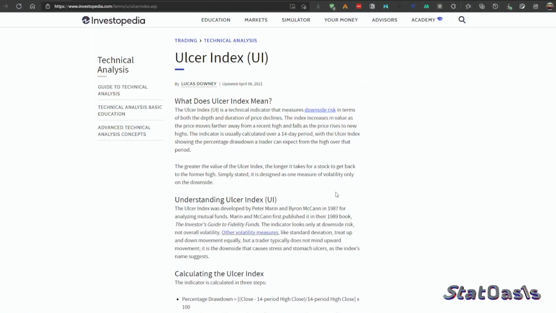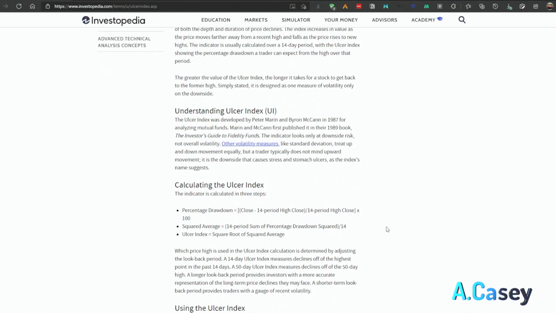The Ulcer Index was developed by Peter Martin and Byron McCann in 1987, and it is used to compare trading systems' performance to each other. So you have a standardized way of comparing trading systems. Like I mentioned before, the Sharpe ratio does compare systems, but it has many drawbacks, mainly that it penalizes the upward deviation from the mean, while as traders we don't care about the upward. In fact, we welcome the upward movement of any trading system.